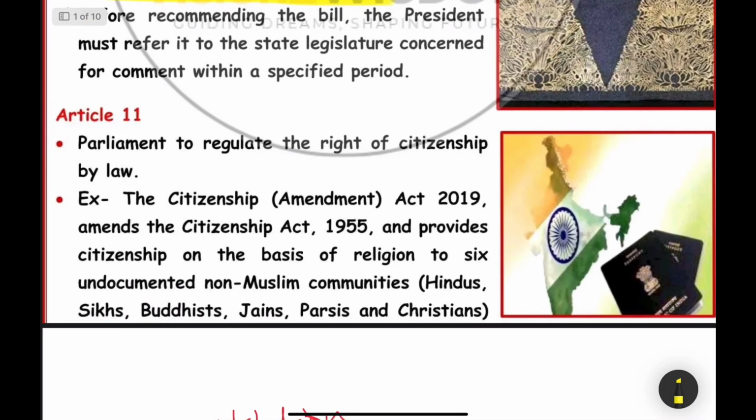Now, the most important Article 11. It tells us about citizenship, that is, the regulation of the rights of citizenship. There is only one authority responsible, that is your Parliament. The state government cannot bring any changes in the Citizenship Act.